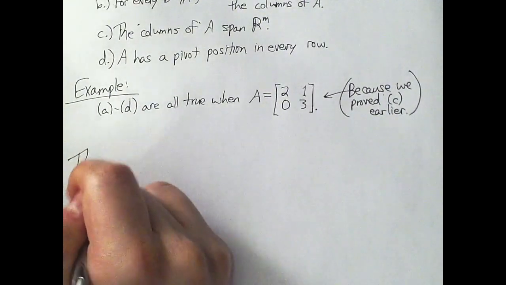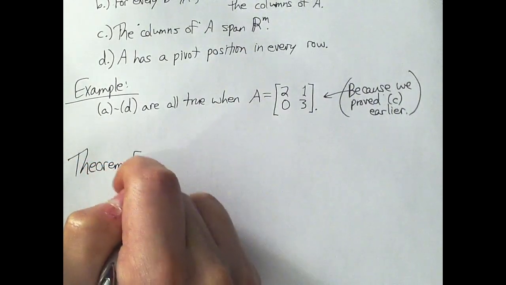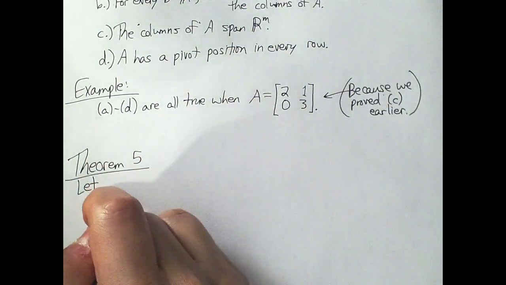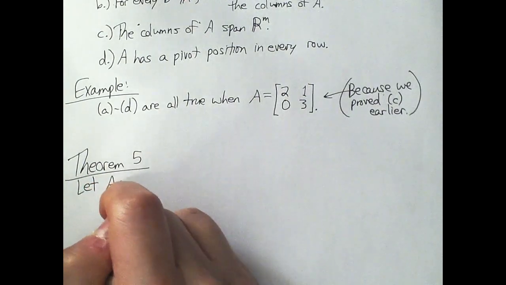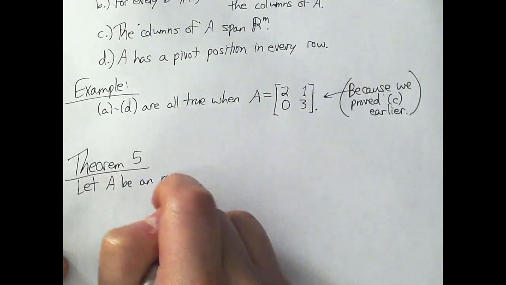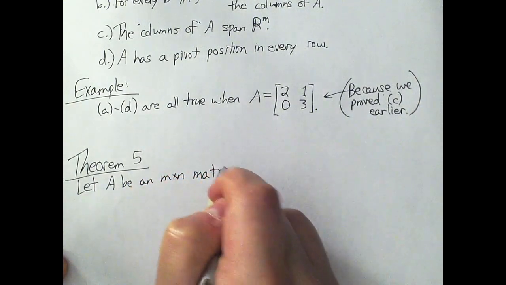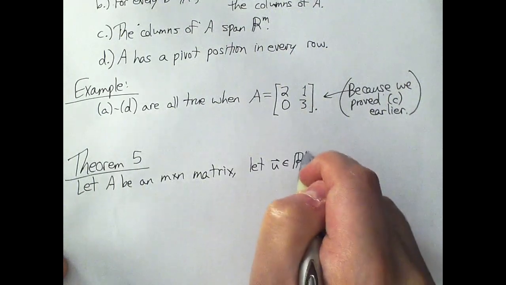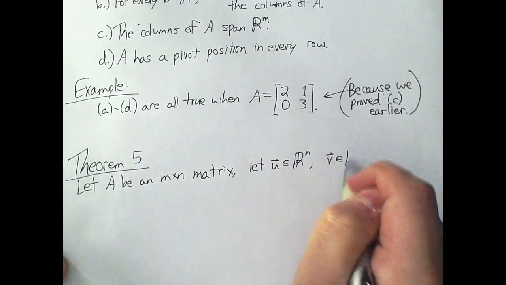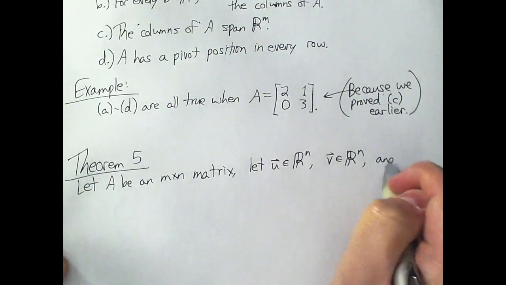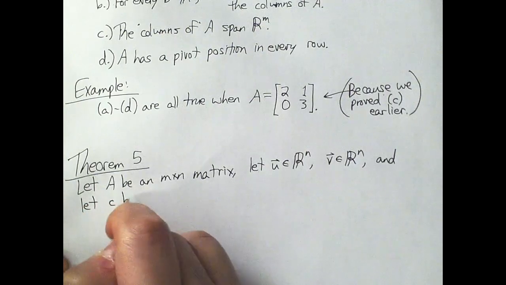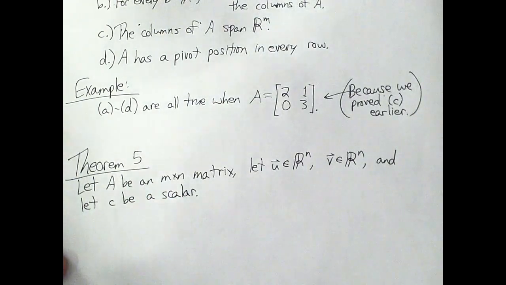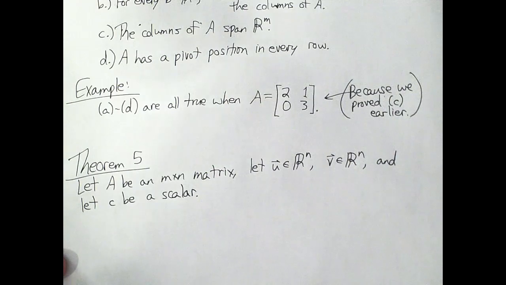Right now, I have theorem 5 to tell you about. I think theorem 5 we're going to prove. We'll go through it. Let A be an m by n matrix. Let U be a vector that lives in Rn. V is a vector from Rn. And let C be a scalar. What does scalar mean? It just means C is a real number. We could have just said C is from the set of real numbers.